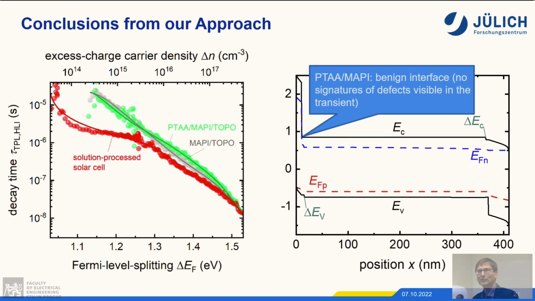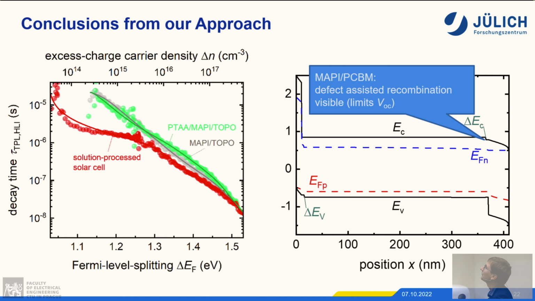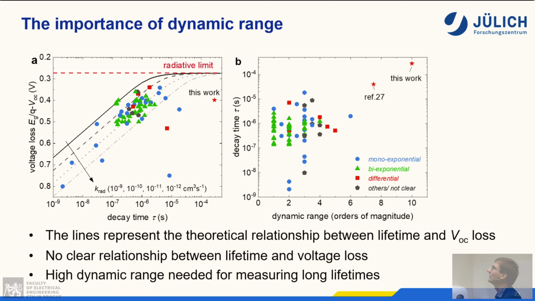The interface to the hole transport layer seems to be relatively harmless, or electrically benign, while the interface to the electron transport layer, the PCBM in this case, is where we go from green and gray to red. So there definitely seems to be some trap at this interface, and that's also consistent with what other people find. Every fullerene perovskite interface usually has a trap sitting there that is not good. So we need to find ways of getting rid of the fullerenes or making them less recombination active somehow.